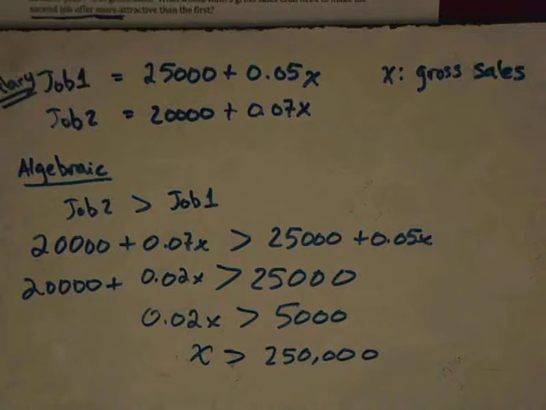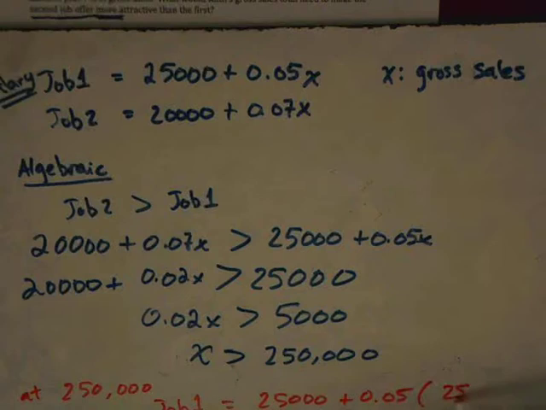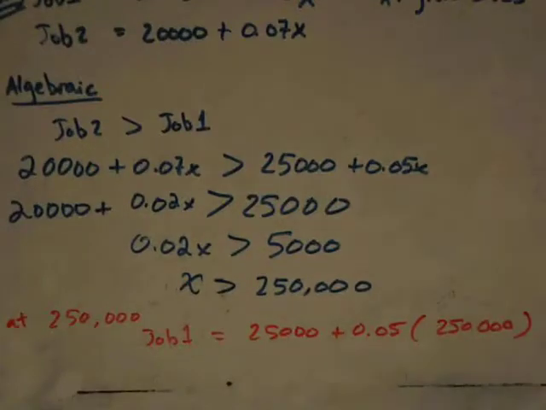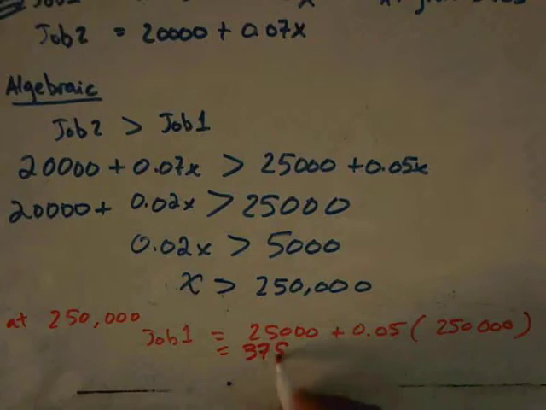And let's test this out. Let's test and see if this actually does work. So let's say at 250,000, for job 1, she's going to make 25,000 plus 0.05 times 250,000. And that's going to give her a total of $37,500. So that's with job 1.